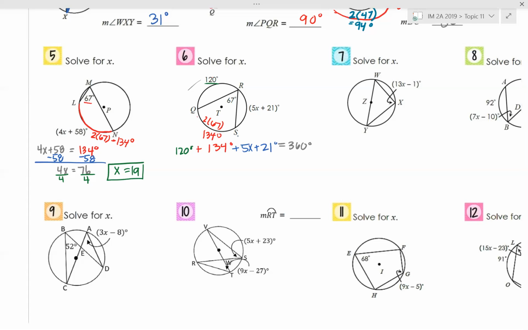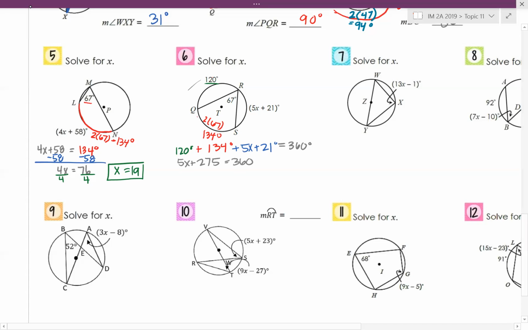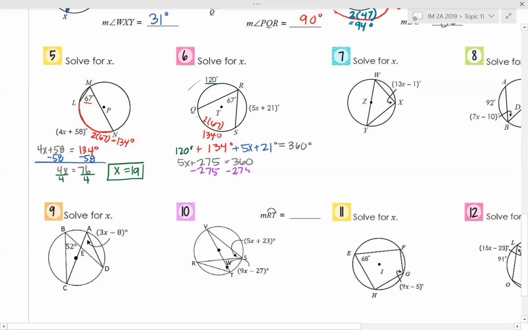So if I combine like terms on the left side, so if I add up all these degree measures, that gives us 5x plus 275 is equal to 360. So then subtracting 275 from each side yields that 5x is equal to 85. And again, we're just solving for x, so this will be our answer. Dividing both sides by 5 tells us that x is 17.